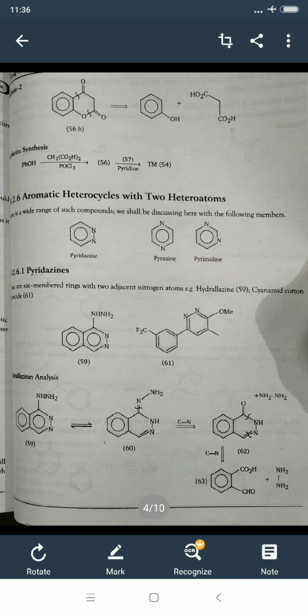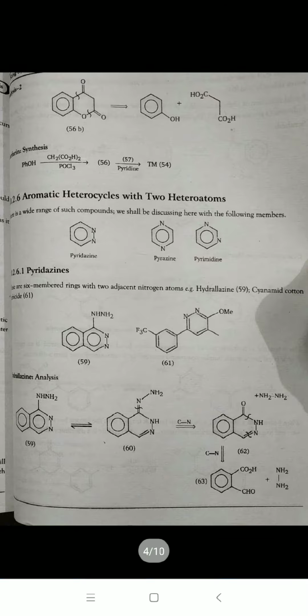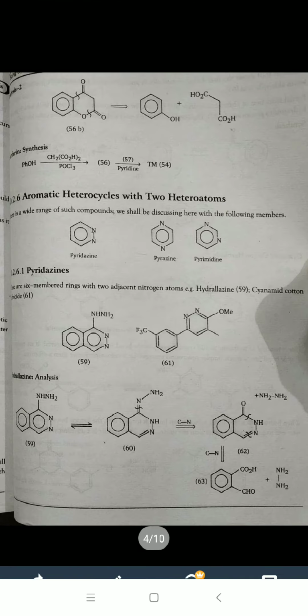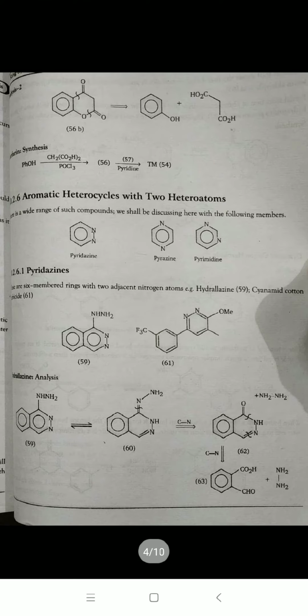Next we are going to discuss aromatic heterocycles with two heteroatoms. The aromatic heterocycle containing two nitrogen atoms at adjacent positions is called pyridazine, at the para position it is pyrazine, and at the 1 and 3 positions it is pyrimidine. So there are three members. First we are discussing pyridazine, in which the nitrogens are on adjacent atoms. These are six-membered rings with two adjacent nitrogen atoms.